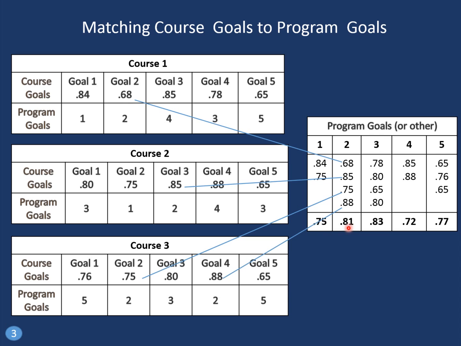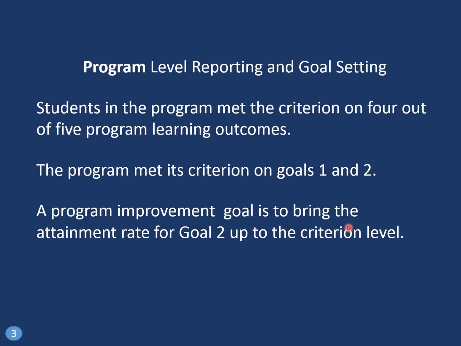And this is all good stuff, but it is, again, labor intensive, and even if you can get it out of your LMS, it's not always that easy to extract. So if we want to say things like students in the program met the criterion on 4 out of 5 program goals, or the program met its criterion on 2 of the goals, or then make an improvement statement, we'd like to get that information in a faster form and in a more complete form.